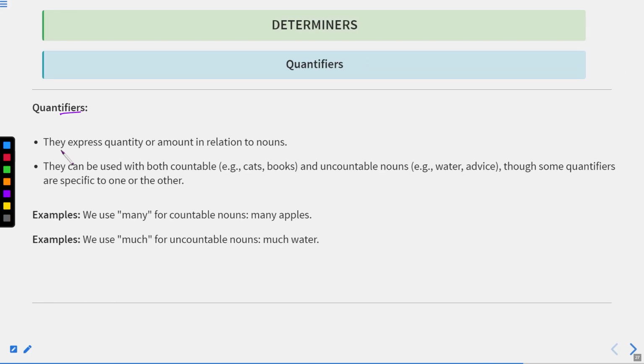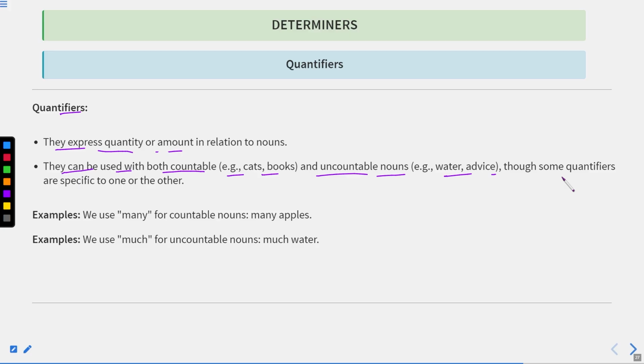After that, we have quantifiers. They express quantity or amount in relation to nouns. They can be used with both countable nouns, for example cats and books, and uncountable nouns, for example water and advice. These are uncountable nouns, and we can also use these quantifiers with them. For example, I can say some water, I can say some advice. So these are uncountable, yet we are using the word some with them.